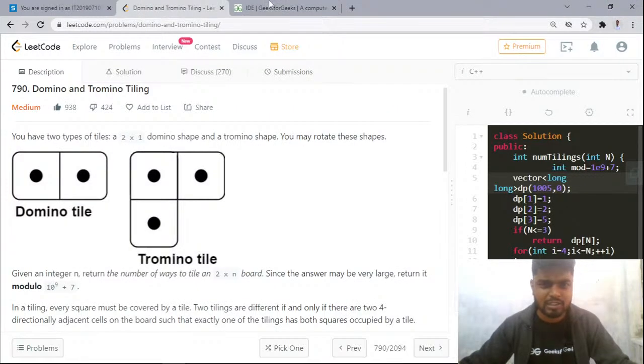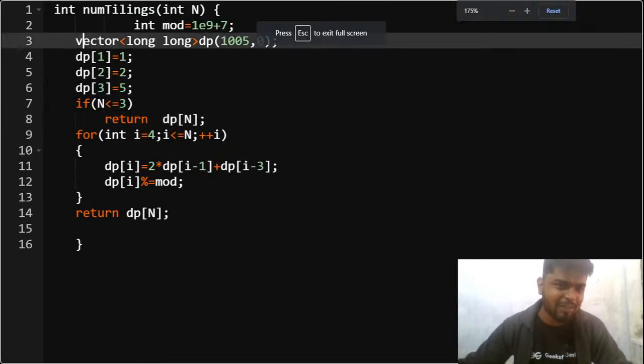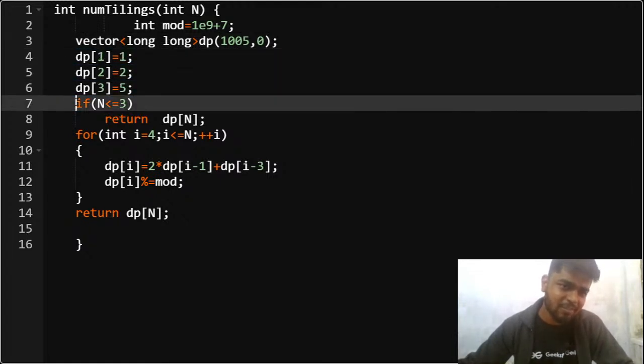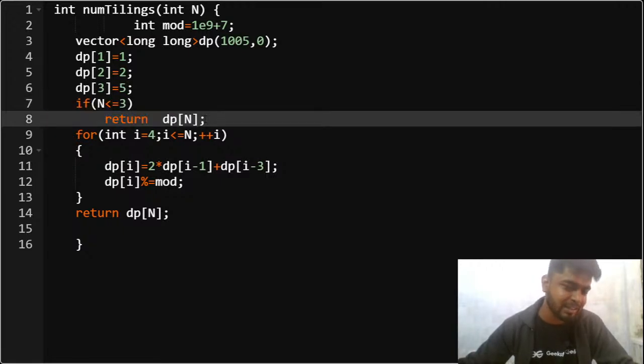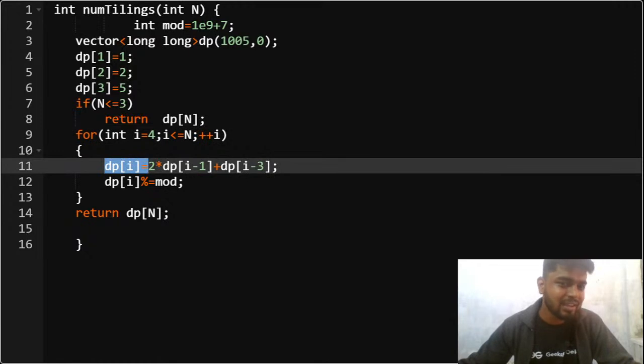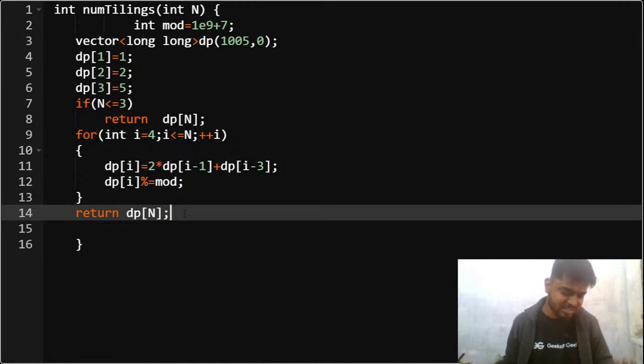Let me show you the code part for this. For coding, first of all, you need to have a modulo, and a vector of dp of size 1005. After that, dp of 1 will be 1, dp of 2 will be 2, dp of 3 is 5. If n is less than or equal to 3, then you will simply return dp of 1, 2 or 3, whatever it is. Otherwise, from dp of 4 up till n, you will be calculating dp of I is equal to 2 times dp of I minus 1 plus dp of I minus 3. After that, you will take the modulo, and in the end you will simply return dp of n, right? So this is the code for this problem.